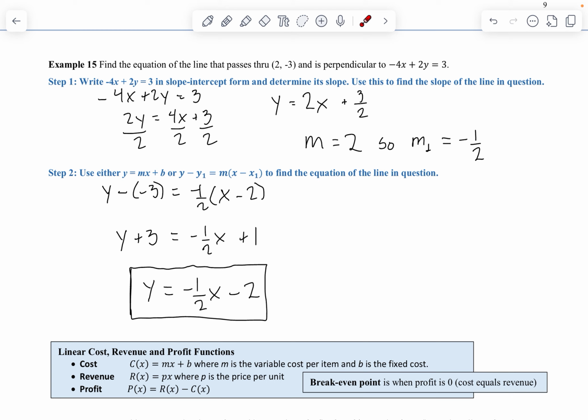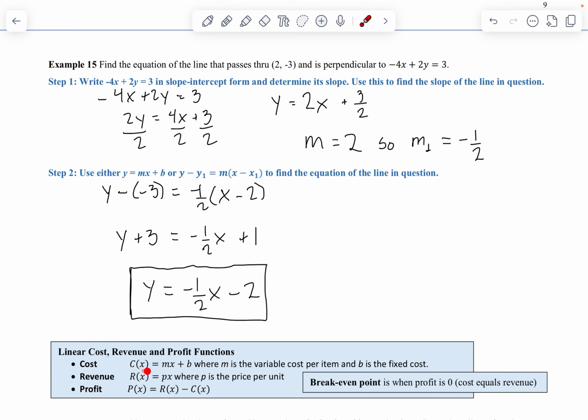Okay, to wrap up this section, let's talk a little bit about how linear equations can be used for applications. One common application is using linear equations to represent cost, revenue, and profit. So these can be simple financial applications of linear equations. A typical cost function can be given by this. Notice we're using function notation, C(x), but really it's just a standard linear equation given in slope-intercept form.